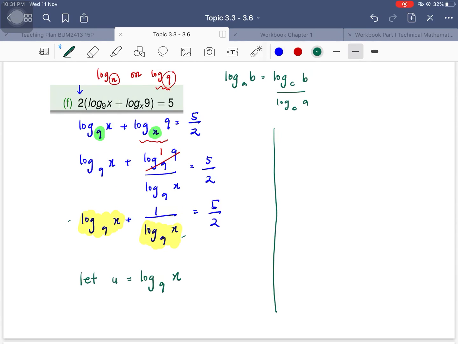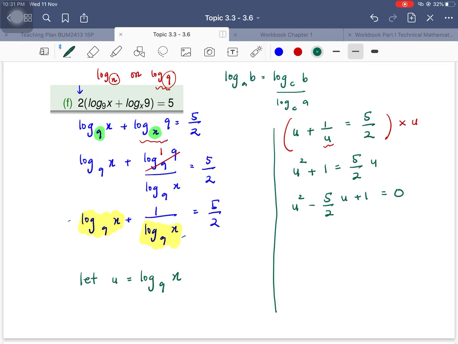So let me do the calculation on this side so we can compare them. For this case, I'm going to have u plus 1 over u, and that is going to equal 5 over 2. So in order to simplify this equation, I'm going to multiply the whole equation by u because I want to get rid of the fact that u is at the bottom. Now when I multiply all the terms by u, I'll end up with a quadratic equation of u squared plus 1, and on this side it becomes 5 over 2 u. Let's rearrange them. This is just a quadratic equation, so it's u squared minus 5 over 2 u plus 1, and this is going to equal 0.